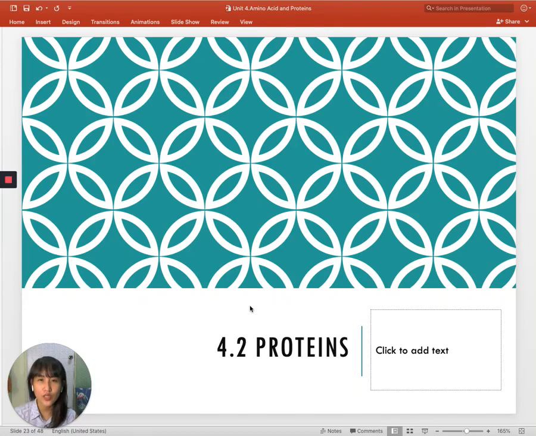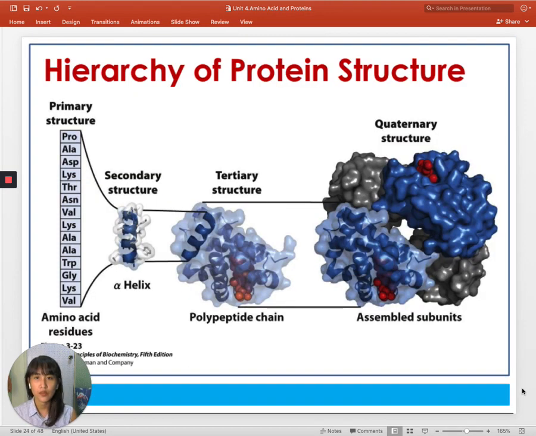All right, so we are now at the second topic of the fourth unit, which is now all about protein. So we will now study the different hierarchy of protein structure. It starts with the primary structure, followed by the secondary structure, tertiary structure, and the quaternary structure. As you can see here, as the structure increases, or as the hierarchy increases, it becomes more complicated.